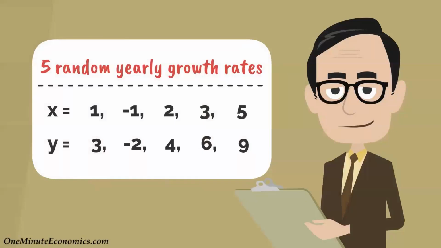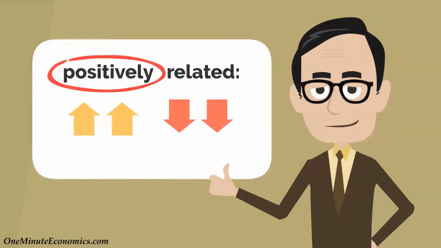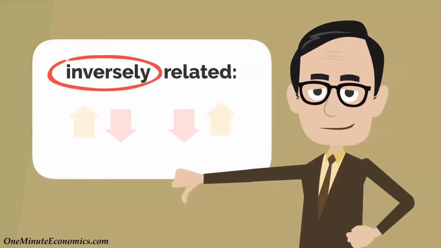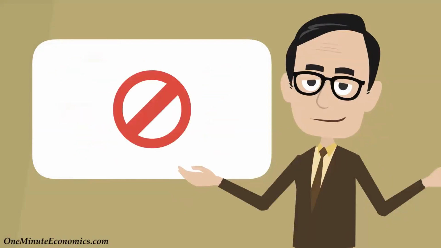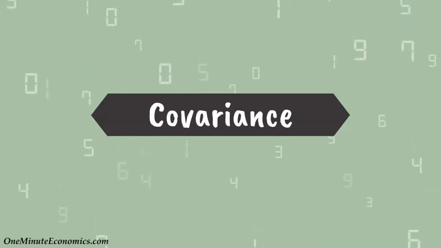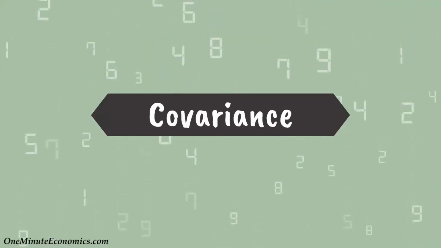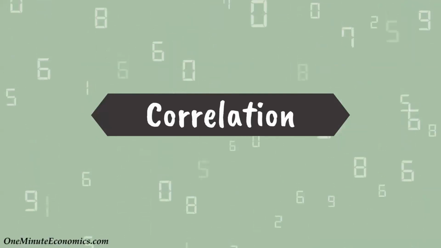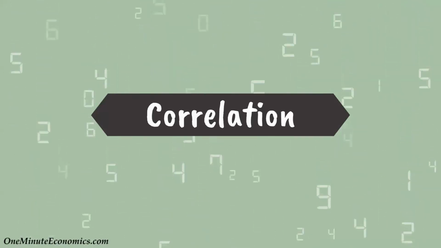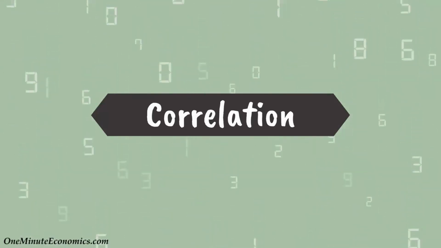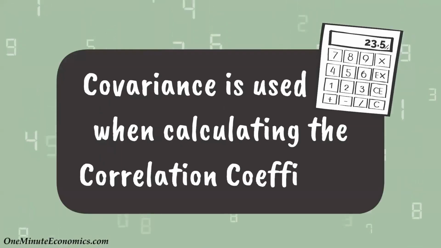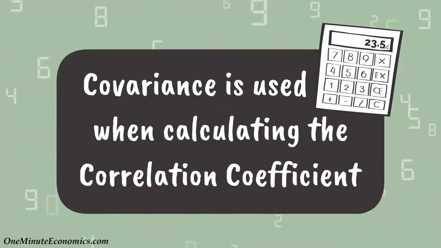We essentially picked 5 random years from our database with the economic growth rate and stock market growth rate in each case. Variables can be positively related when they move in the same direction, inversely related if one moves in the opposite direction of the other, or of course, there is no such relationship. Simply put, covariance tells us if variables are positively or inversely related. Correlation tells us the same thing, but also to which degree they move together. But more on that in a bit. Just remember that the covariance is used when calculating the correlation coefficient.